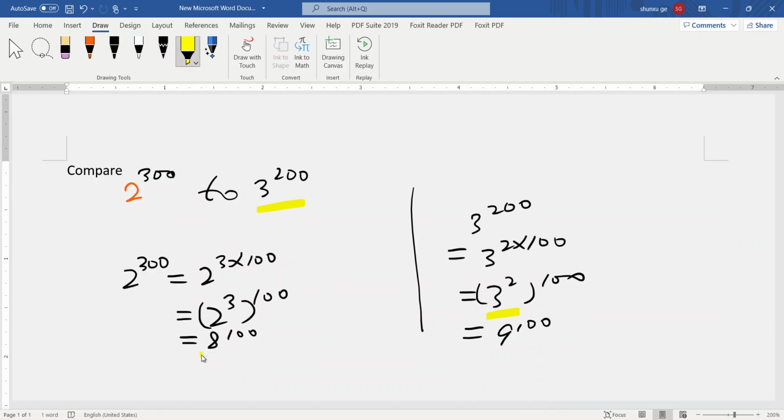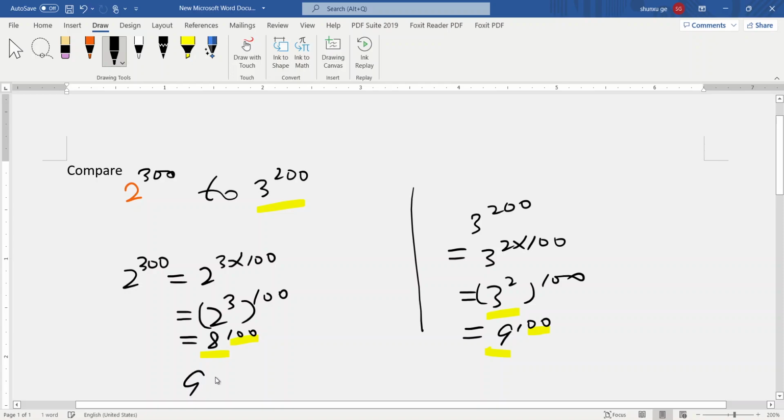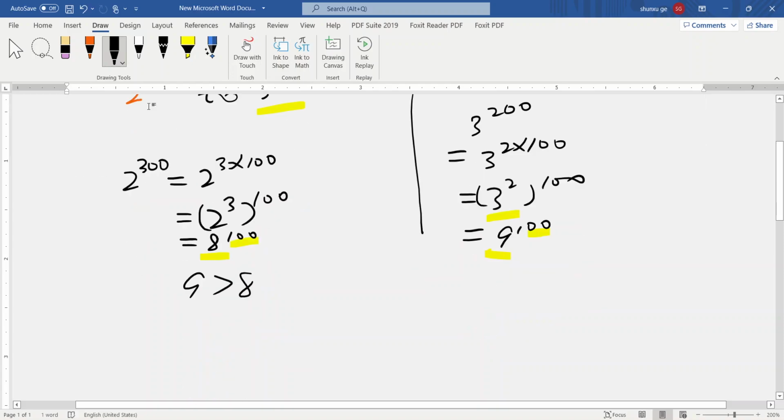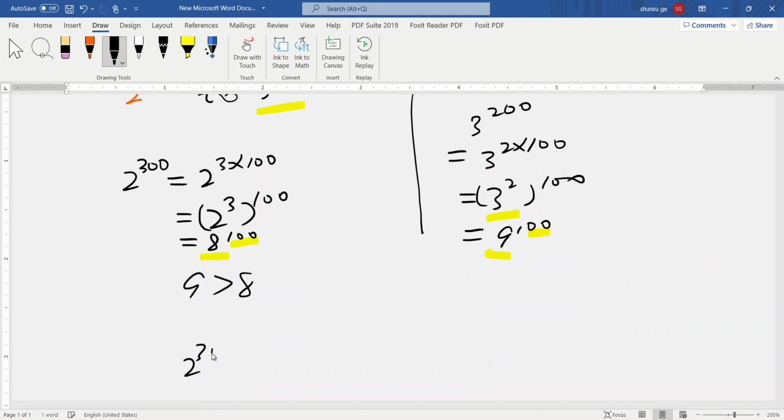You see here, the exponent is the same. So we just compare the base. So this base is larger. So that means 9 is larger than 8. So that means 2^300 is less than 3^200. This is our solution here.